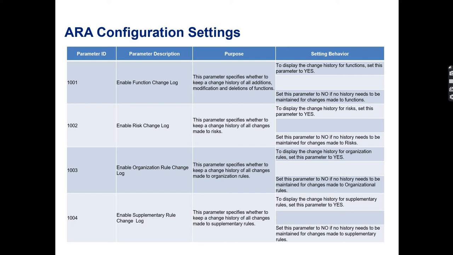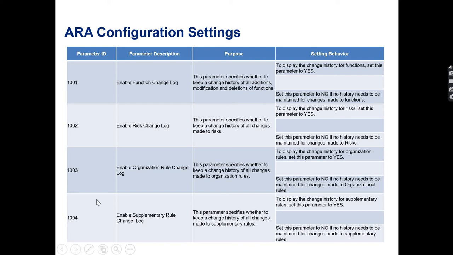For that purpose we can create the organization rule, and if we are creating any organization rule, then if we enable the 1003 parameter, there will be a change log for that. This is plant specific, right? Company code specific, org level specific, you can say. Okay.